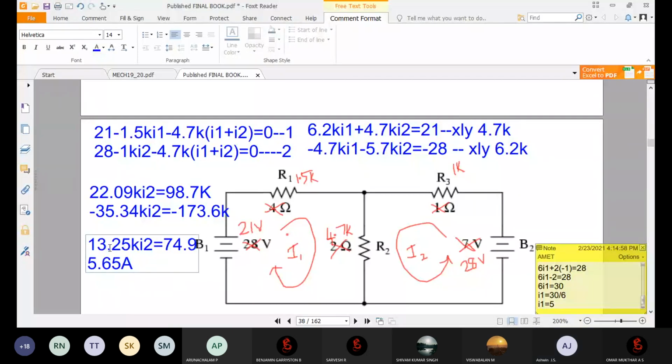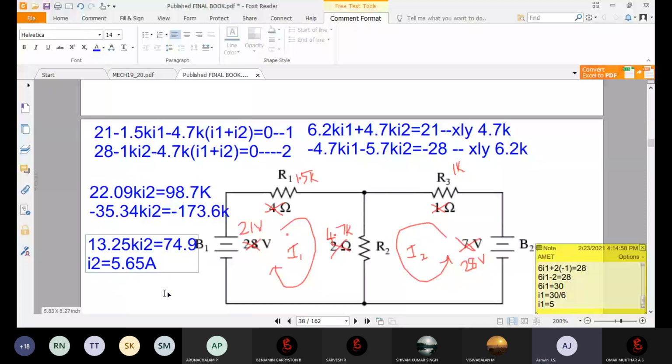Shivam, sir, yes sir. This is 74.9 divided by 13.25. I got 5.52. Sorry, 5.65. No, sir, 5.53. What is the value you are dividing? Tell me the values. I2 is equal to 5.65 amps.